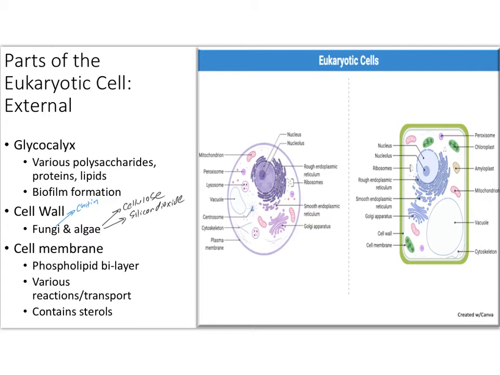But while the plasma membranes of prokaryotes and eukaryotes have a lot in common, there is one notable difference. Eukaryotes contain a molecule called a sterol in their cell membranes. So sterols are a group of lipids, and there are a lot of different individual types of sterols out there. One common sterol that probably everyone has heard of is cholesterol.